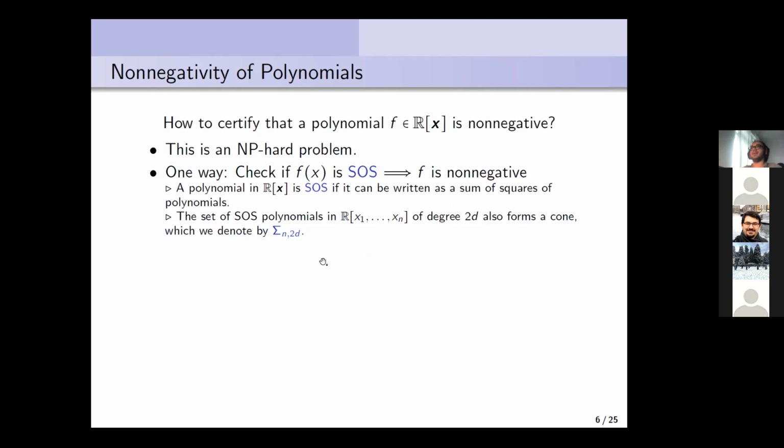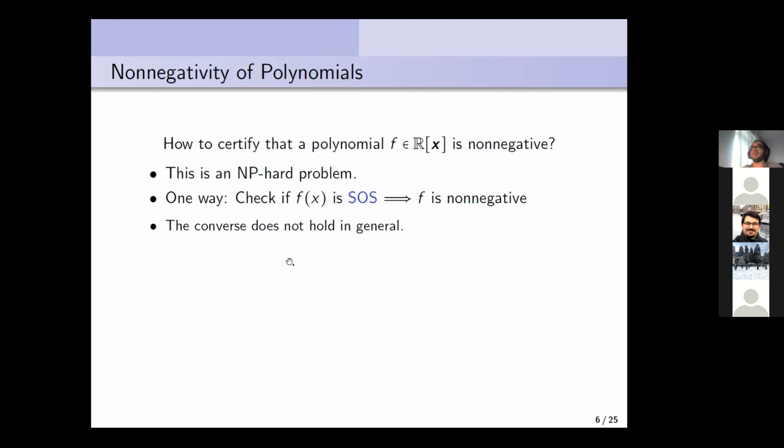One of the questions that directly comes to one's mind is how Sigma_{n,2d} and P_{n,2d} are related to each other, whether they are the same, or of course one of them is contained in the other for sure. But the main question is whether they are the same, and if they are different, how different they are. And the story is that the converse does not hold in general. This means that these two cones are not equal in general.